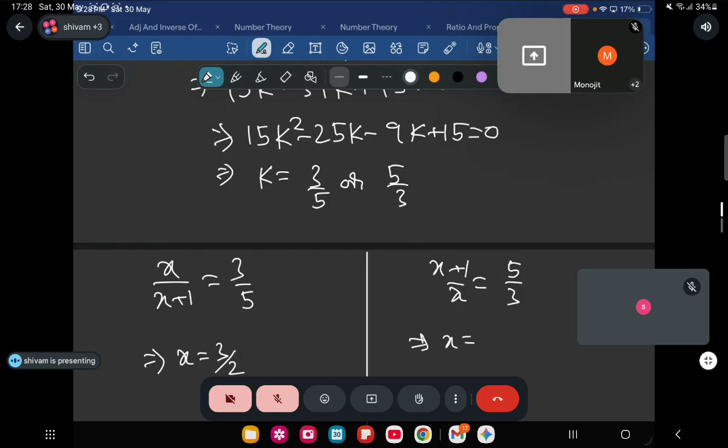X will be equal to minus 5 by 2. How much will you get? Hardly will take 15, 20 rupees. Wait, the right.